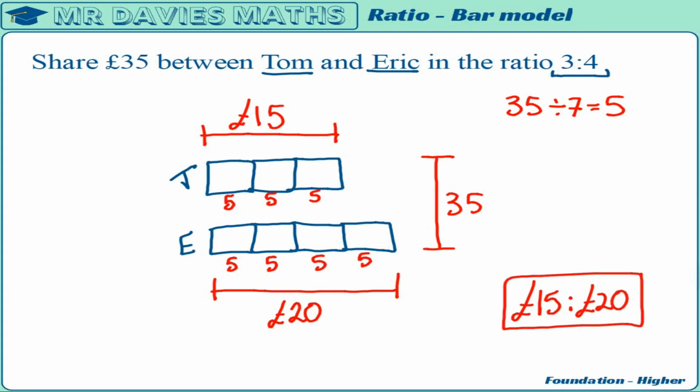What would they get as fractions? Well, as a fraction there would be 1, 2, 3, 4, 5, 6, 7 boxes, and Tom got 3 of the 7 boxes. Eric got 4 of the 7 boxes. That's just a bonus question.